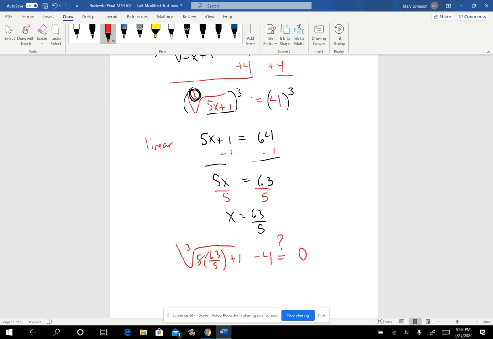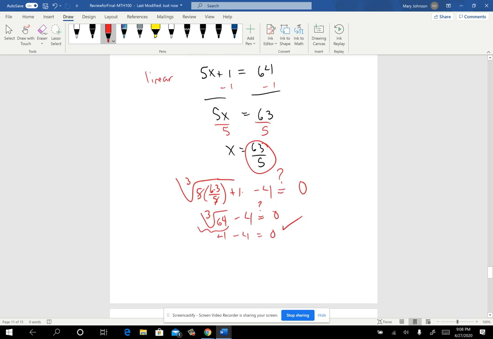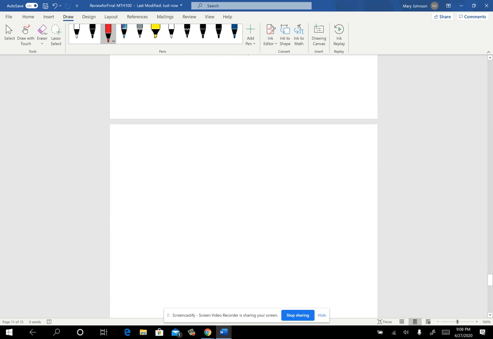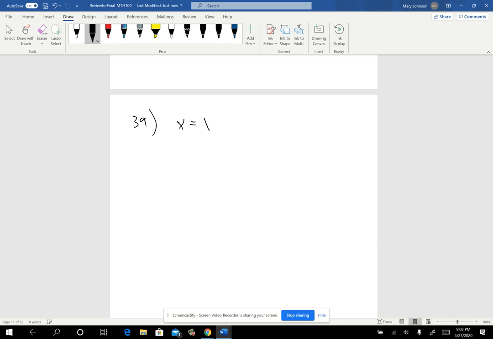Okay, and so this would be the cube root of 63 over 5 plus 1, which is 64. And the cube root of 64 is 4. And so it does check. So you know that you're right on that one. All right, I'll do one more of those, and then you can work on the other two and compare your answers to the answer key I posted in document sharing. And then if you have questions, you can be working on that and ask me if you need to.